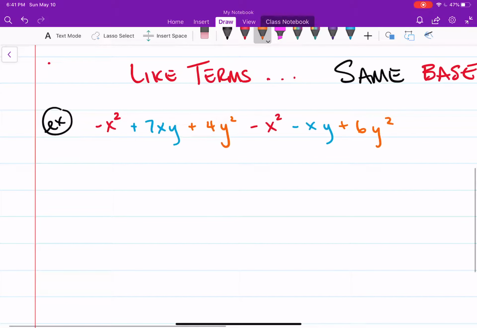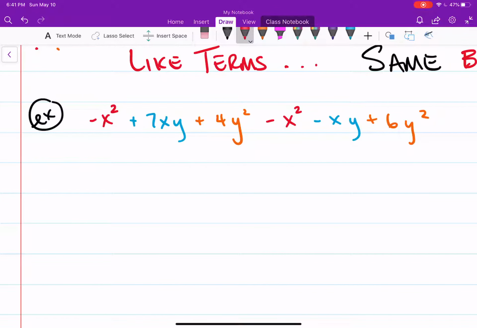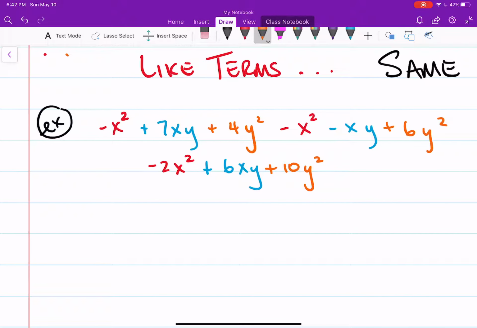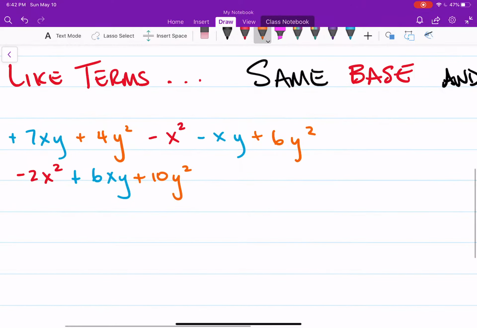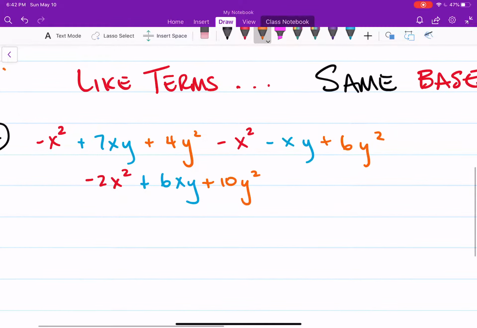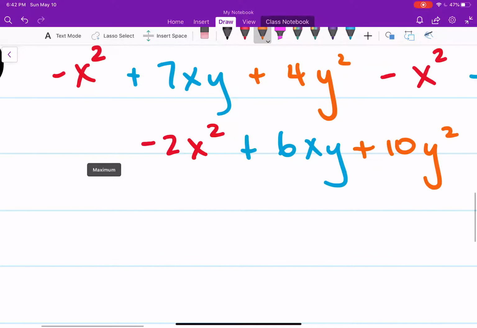So now I can add them. Now I can go, okay, so this is a negative 2x squared plus a 6xy plus a 10y squared. I hope that you guys see that, okay? And the xy is 6 because this is a 7 minus 1 xy. Okay, so remember how I said it's like fruits, right? So let's take a look at the xy. So if I have, an xy would be a fruit. Let's call xy an exotic fruit like star fruits, right?